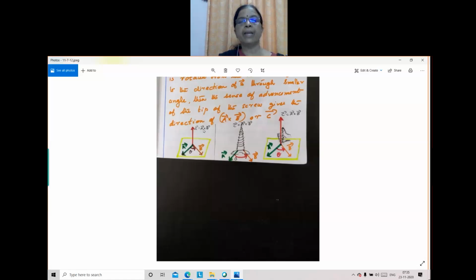So how do we state the direction? The direction of A cross B is given by the right hand screw rule, or we can also say the right hand thumb rule. Then we must say where it will point. It will be perpendicular to the plane containing the two vectors and upwards. According to the right hand thumb rule, the direction of the cross product is perpendicular to the plane containing the two vectors and upwards. How did we get it? Right hand thumb rule or right hand screw rule.